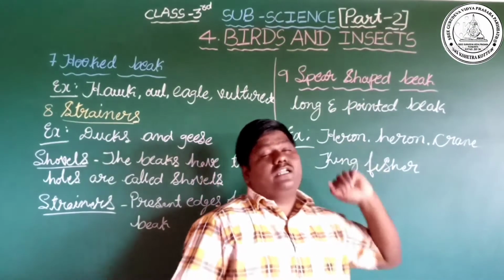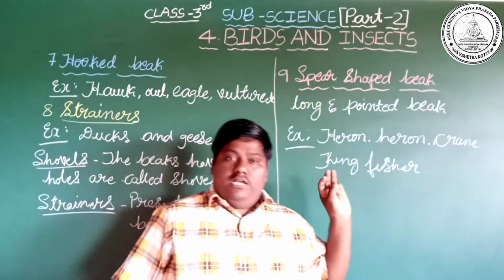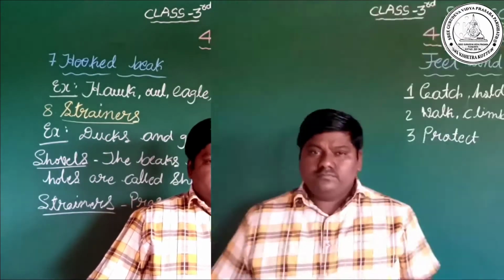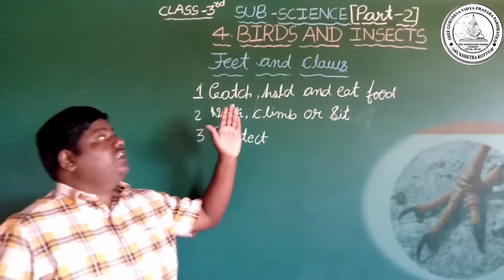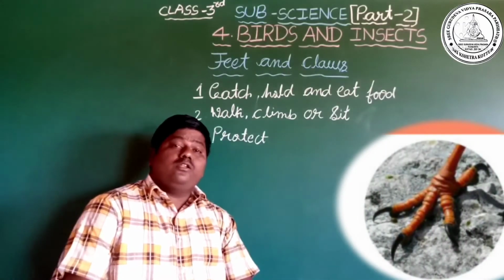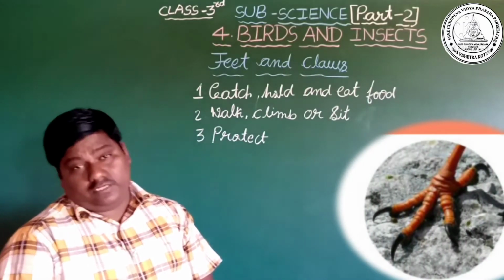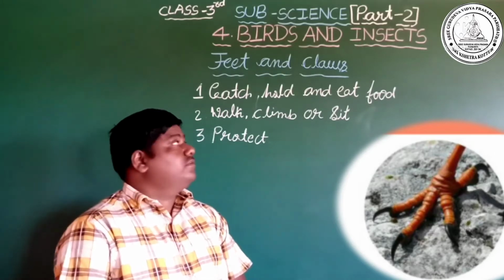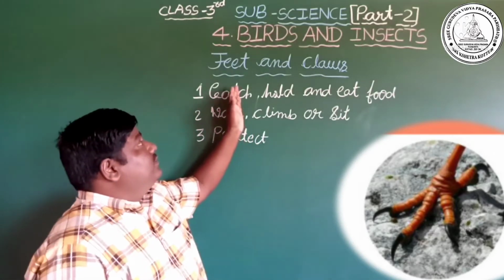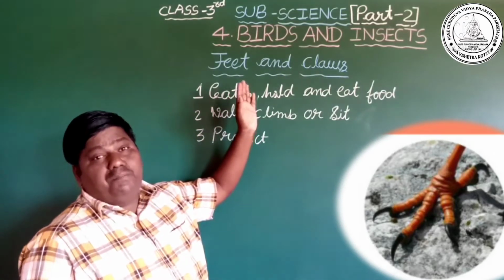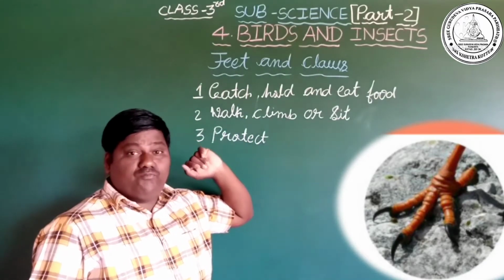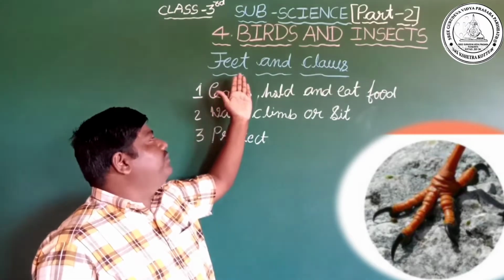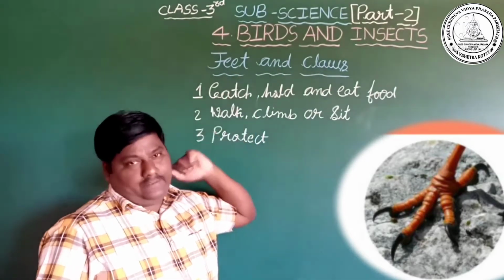Okay, dear children, this is about the types of beaks. Okay, now we are going to learn about the feet and claws. What are the feet? What are the claws? Okay, here the legs of the birds we call feet. What is the meaning of feet? Legs of the bird we call feet.